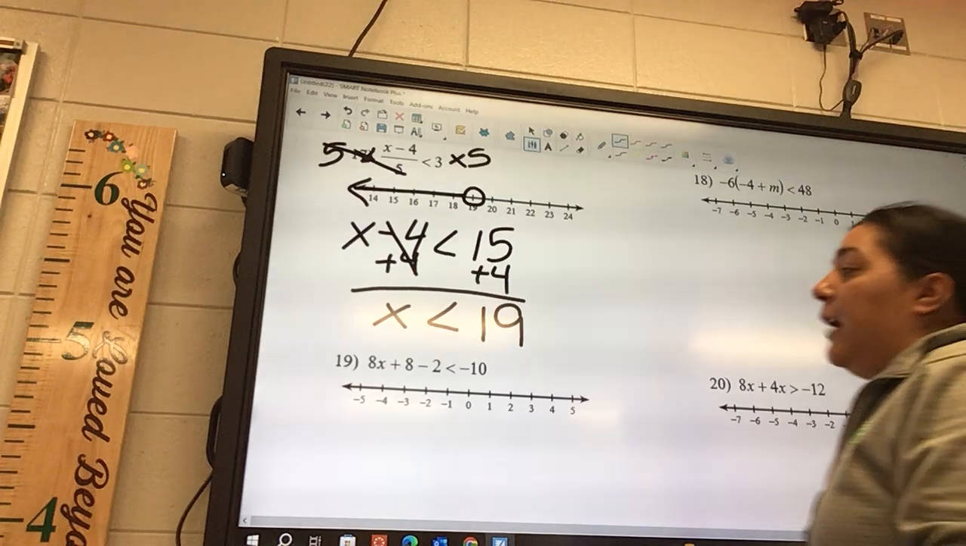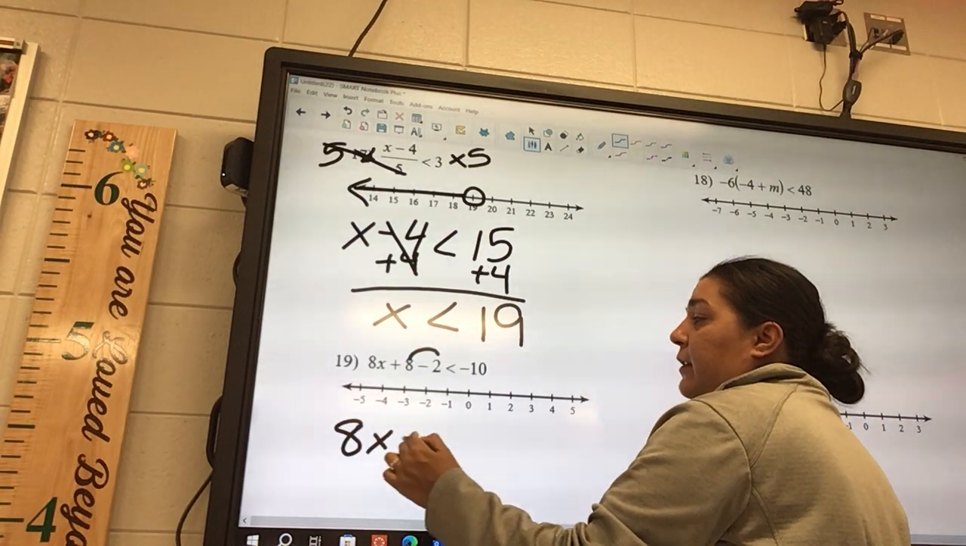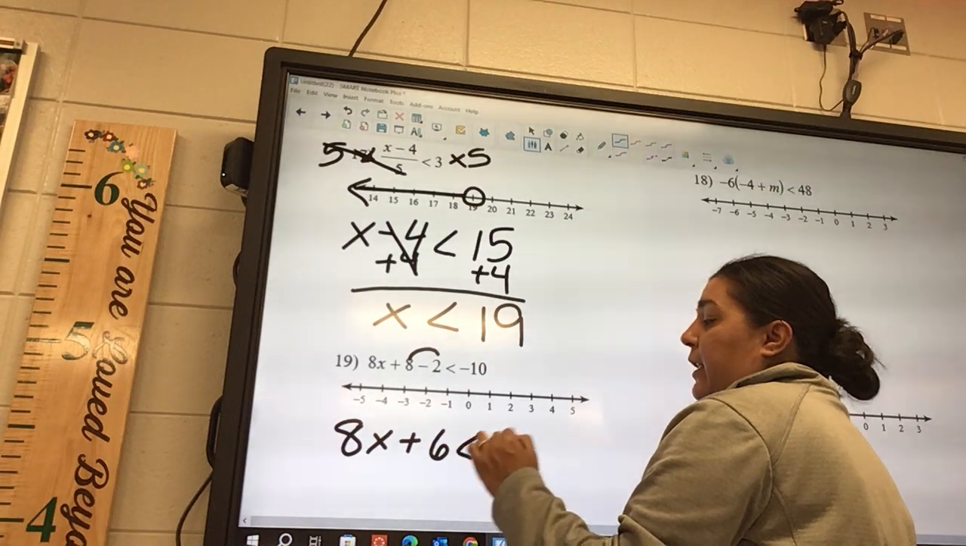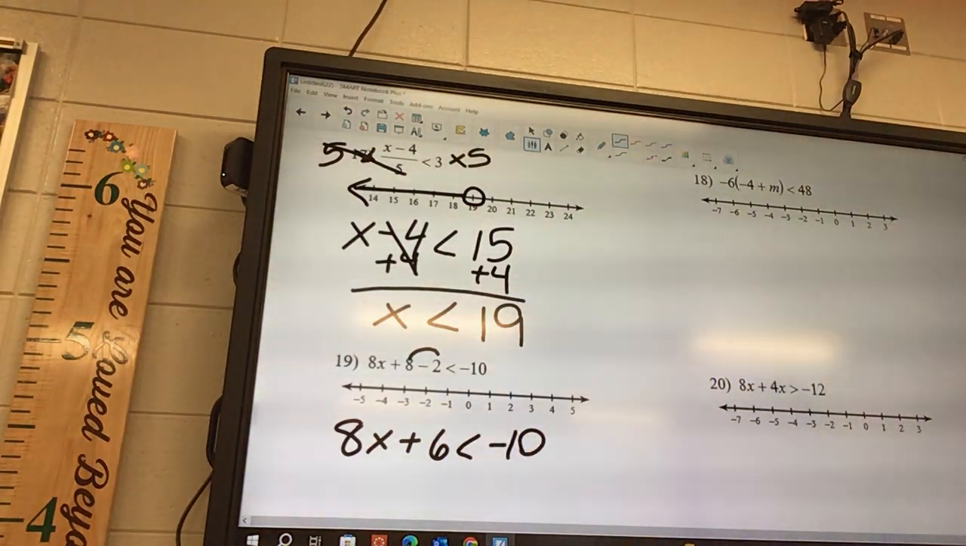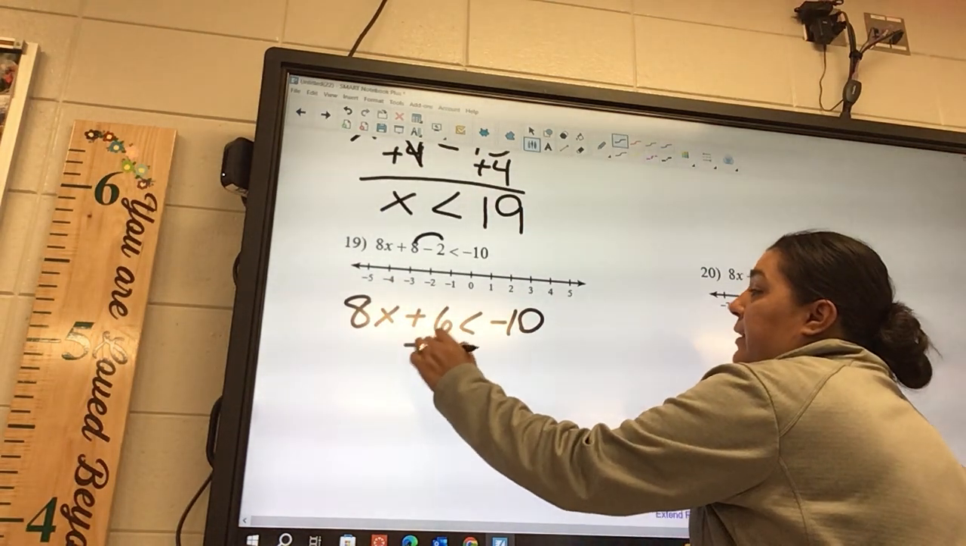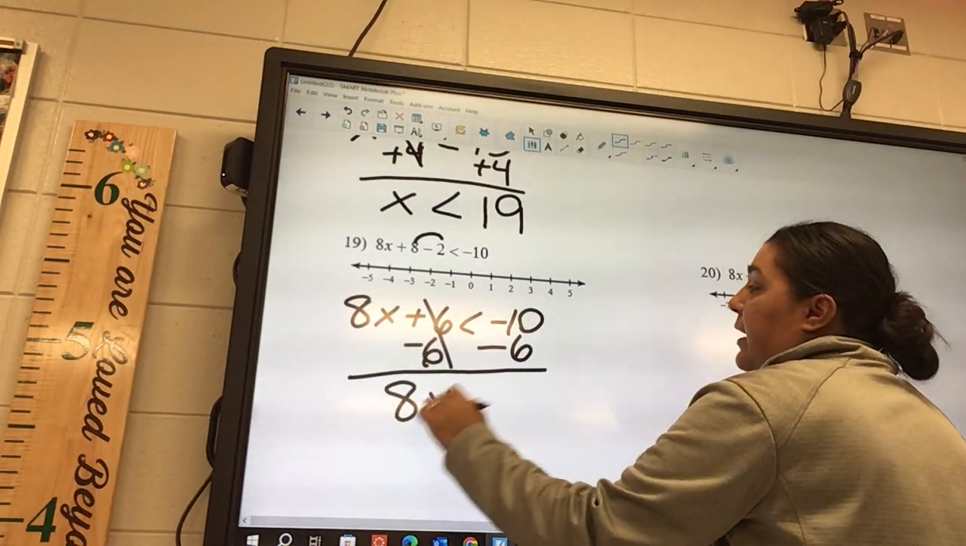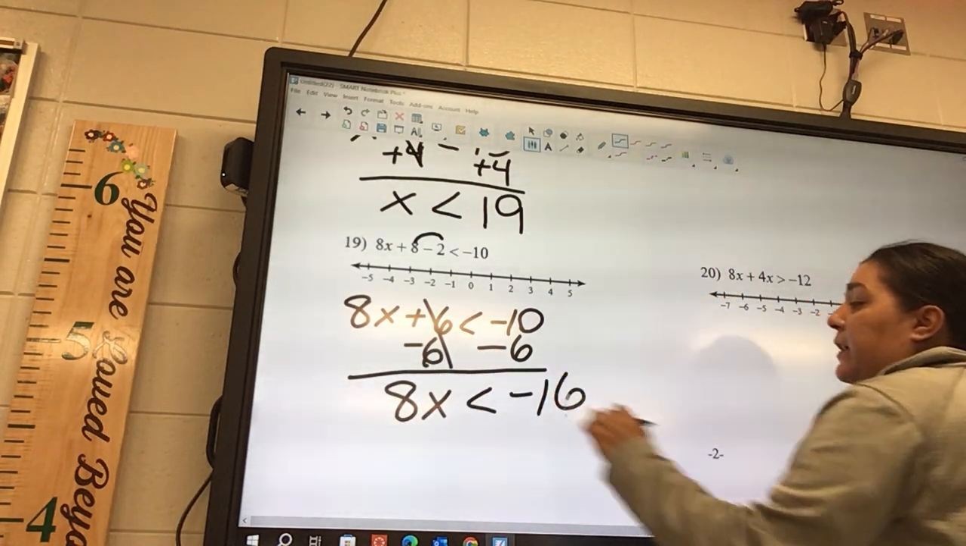Okay, number 19, I'm gonna combine first. So 8 minus 2 is gonna be 6. So we got 8x plus 6, and then a negative 10. Our first step is to combine that 8 and 2. And then if we're looking at this, who needs to move next? The positive 2, so the 6. So we're gonna say minus 6, minus 6. So I get 8x, and that's gonna be a negative 16.